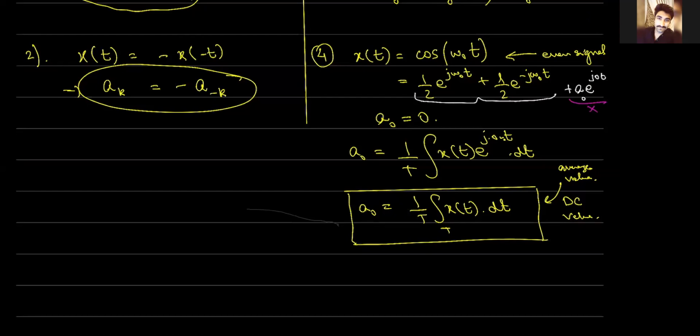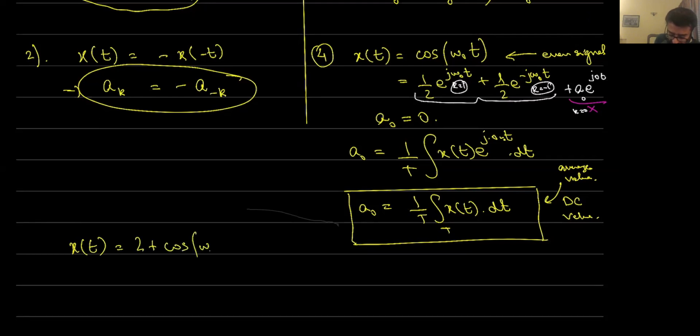Right. So this corresponds to k equals 1, and this corresponds to k equals minus 1. If there was a term like this here, it would correspond to k equals 0. In other words, had the question been x of t equals 2 plus cosine omega naught t, what would a naught have been here? 2. That would have been 2.